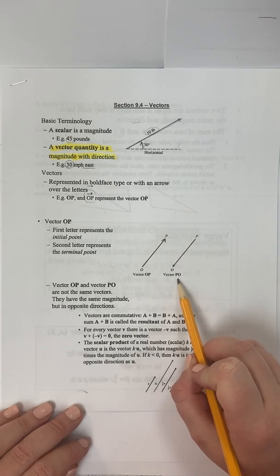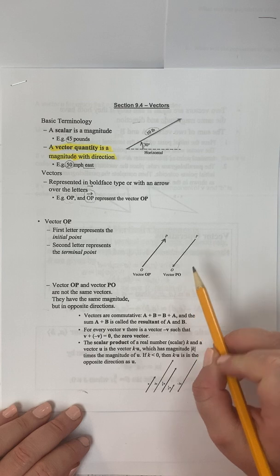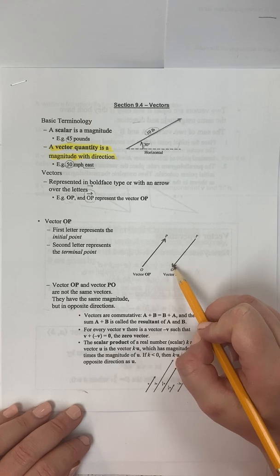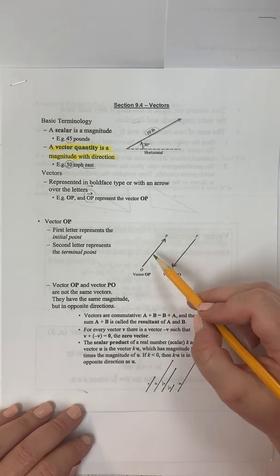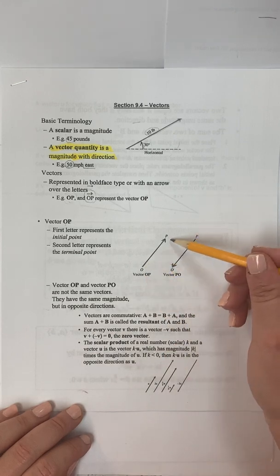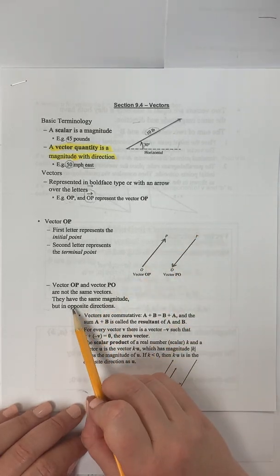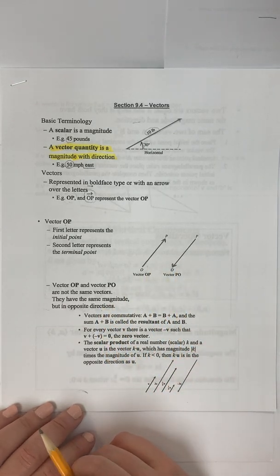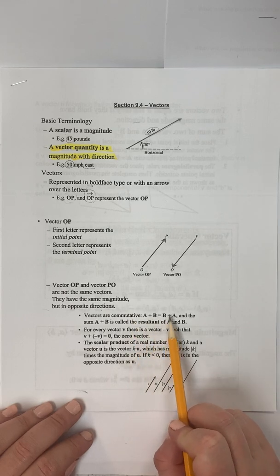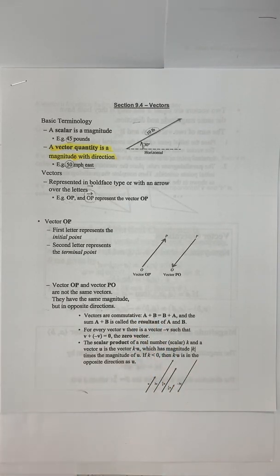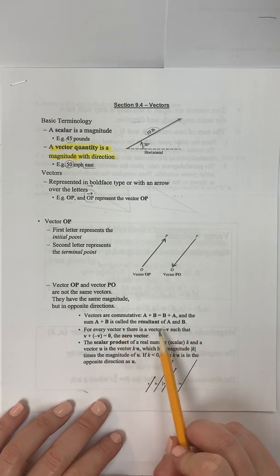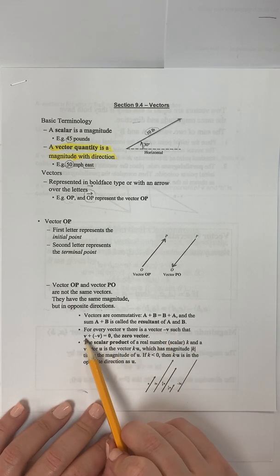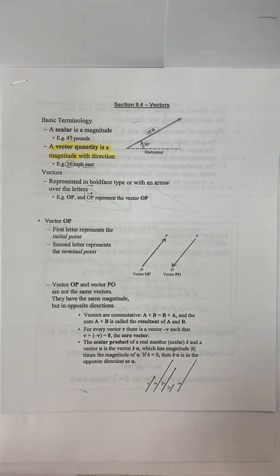This is a very different vector. This is vector PO because we start at P and end with the vector head or the arrowhead, which is at O. Okay, so they're not the same. They have the same magnitude, meaning the same length, but they're in opposite directions, so they are not the same vector. Now vectors are commutative, so it doesn't matter who goes first if they're added together. And for every vector v, there is a vector negative v that goes in the opposite direction, so that when you add them together, you get 0, or the 0 vector.